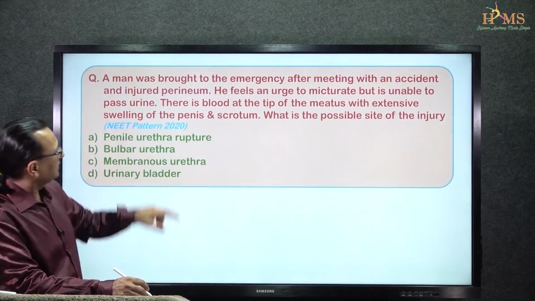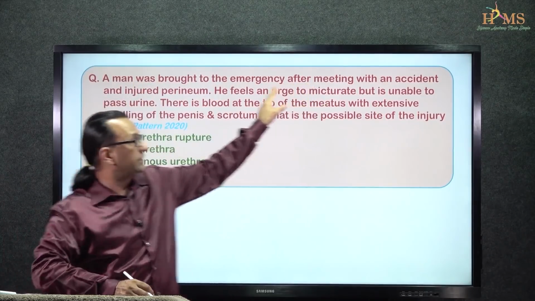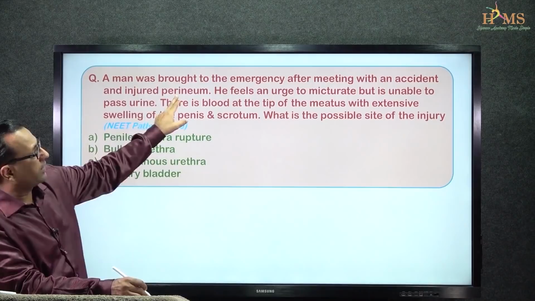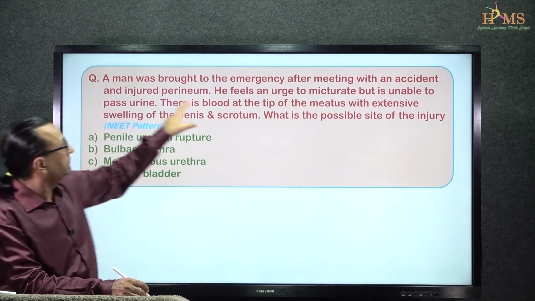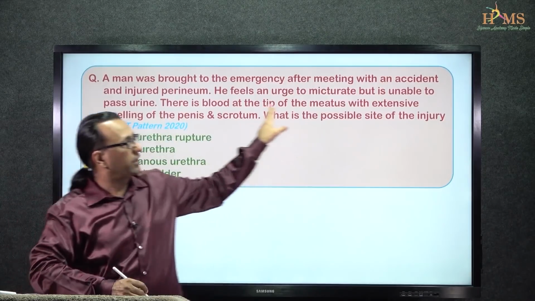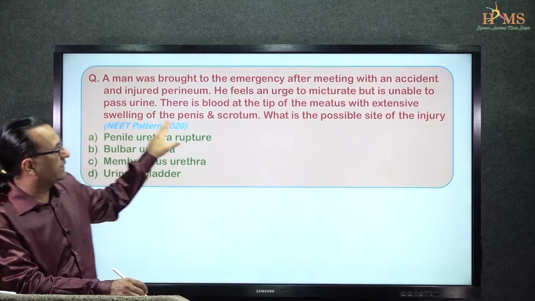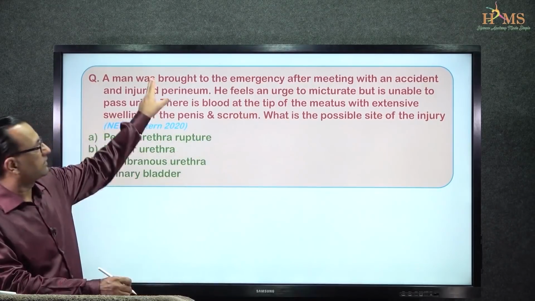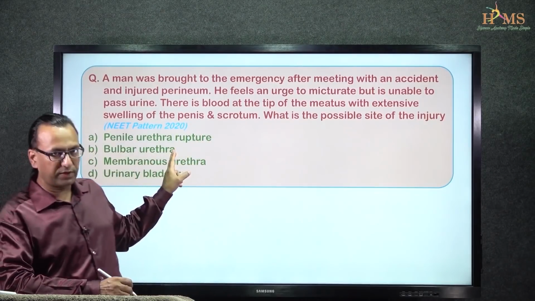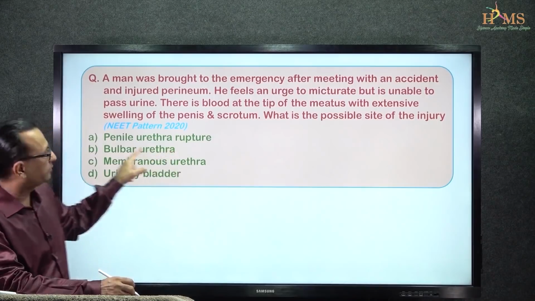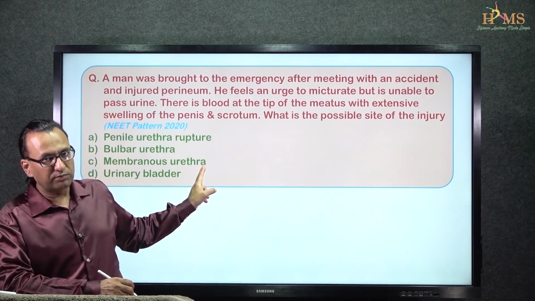What we find here is a man brought to the emergency after having some accident and injured perineum. There is an urge to micturate but unable to pass the urine, and there is some blood at the tip of the meatus with the extensive swelling of the penis and scrotum. In such a scenario, usually there will be either a rupture of the bulbar urethra, which is called anterior urethra rupture, or it could be membranous urethra rupture, which is posterior urethra rupture.